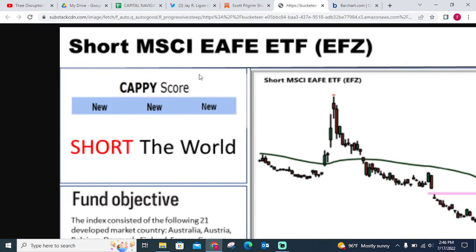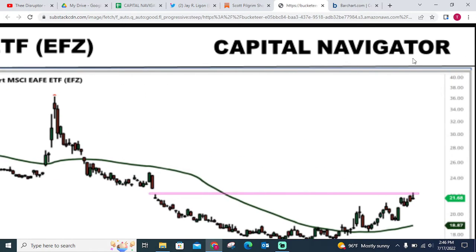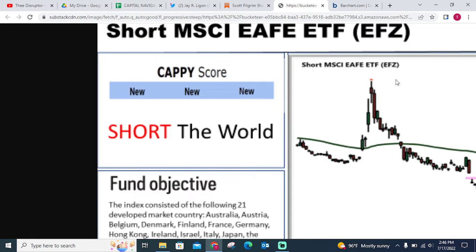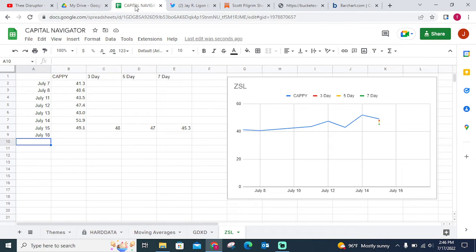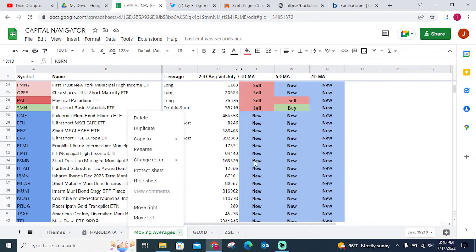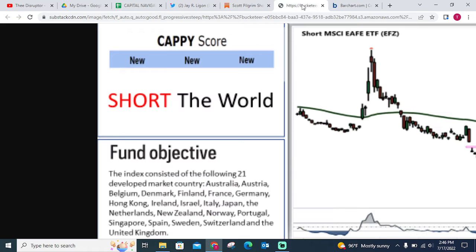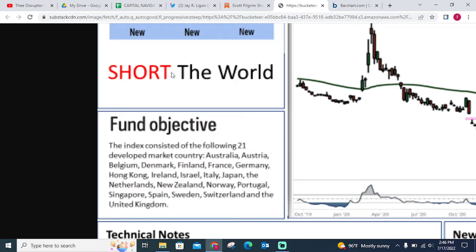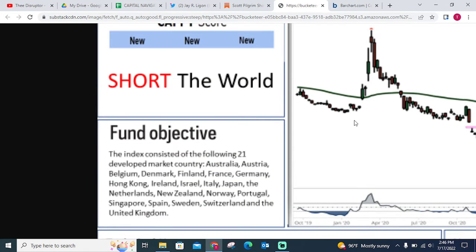So let's zoom in. Here's the name of the ETF with the ticker. This is Capital Navigator. This is our product. We're putting together these reports. You'll see here CAPI score new. If you go back over here, you'll see sure enough that with the moving averages, you can find things like that. New. So this is a new item for us and one that we're going to watch carefully. This is under our theme, short the world, right? Specifically Europe, Asia, and the Far East, but it's more fun to say short the world.